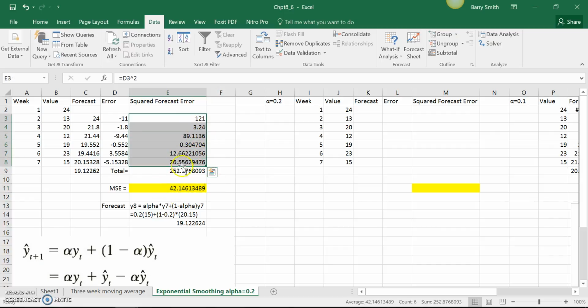Or you can take the total divided by the number of items here, but it's easier to use the average function so we don't have to worry about counting how many there are, in case there's a bunch of them.